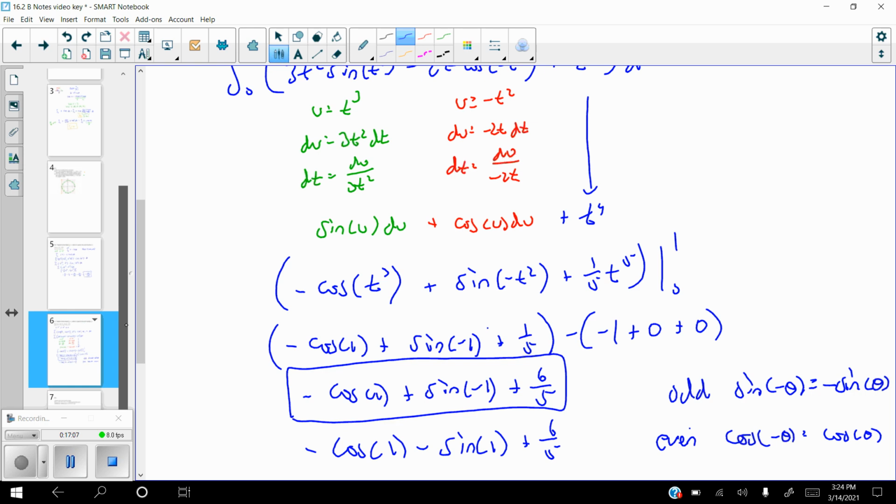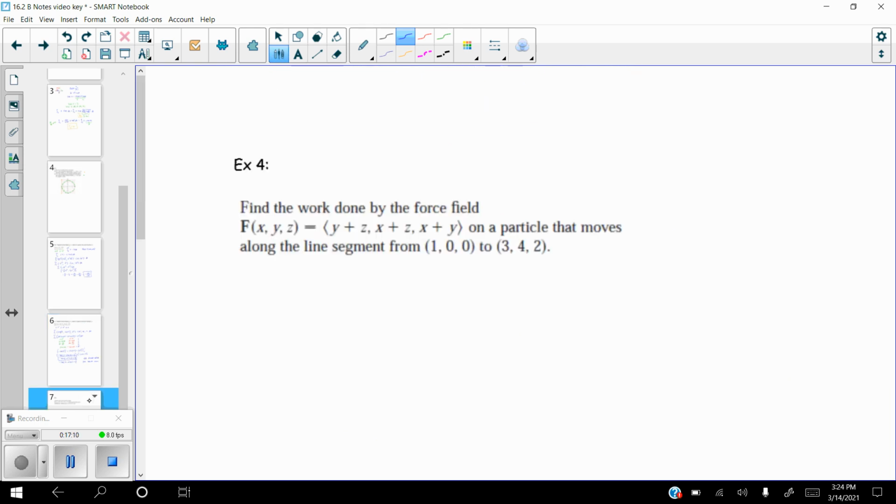All right, I think we've got one more to go. Yep, this is the last one. So find the work done by the force field given as force is y plus z, x plus z, and x plus y on a particle that moves along the line segment from (1, 0, 0) to (3, 4, 2).